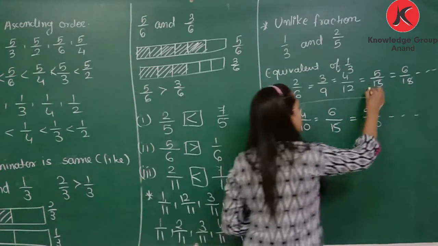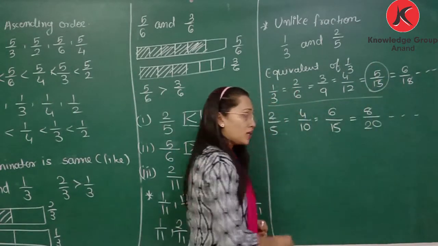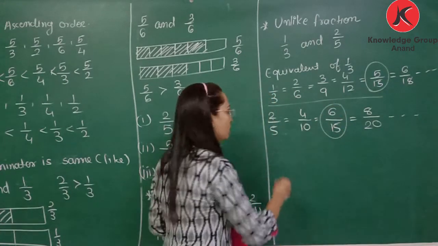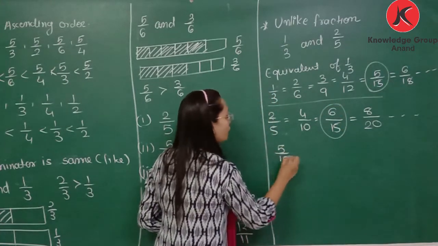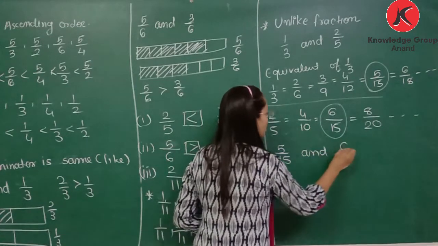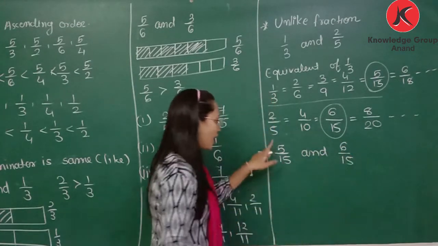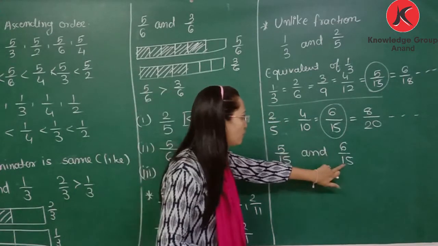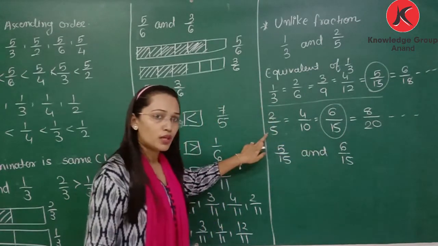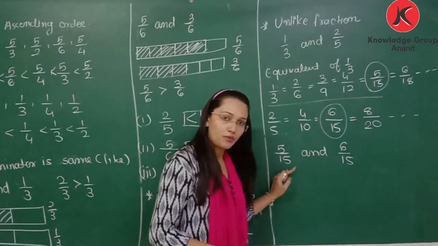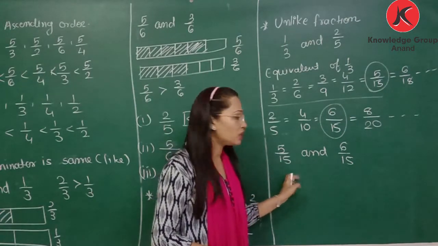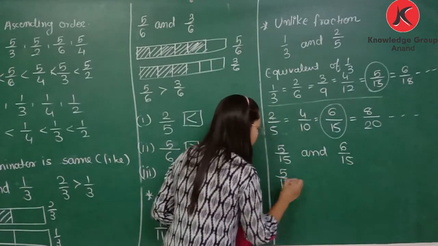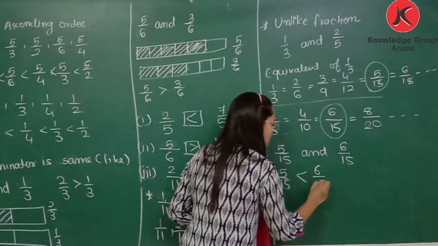Now here you can see we have 5 by 15 and here we have 6 by 15. So we can compare this. 5 by 15 means what? 1 by 3, and 6 by 15 means what? 2 by 5. Now here the denominators are same. So which fraction will be greater? The numerator is greater. So here 5 by 15 is less than 6 by 15.